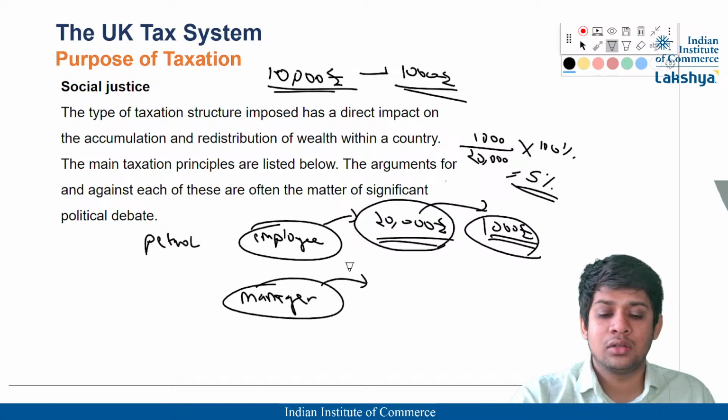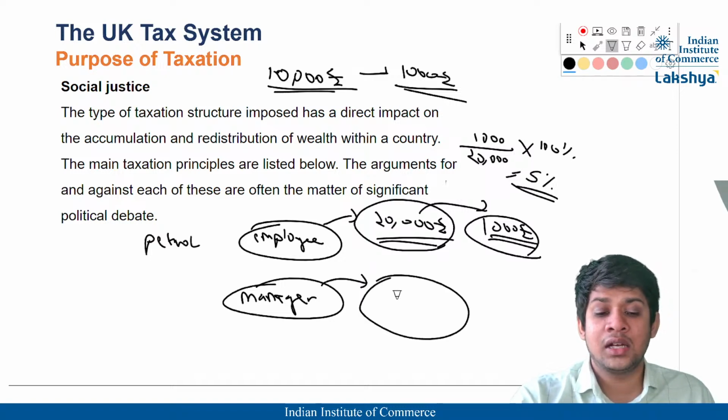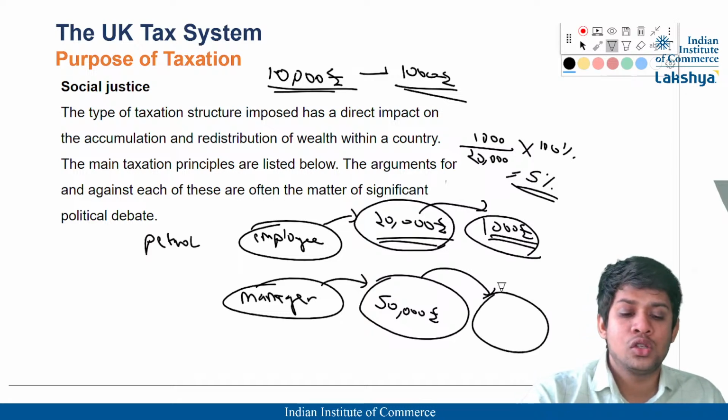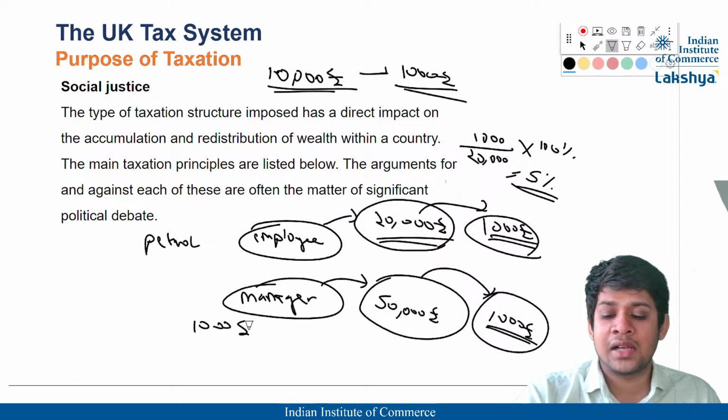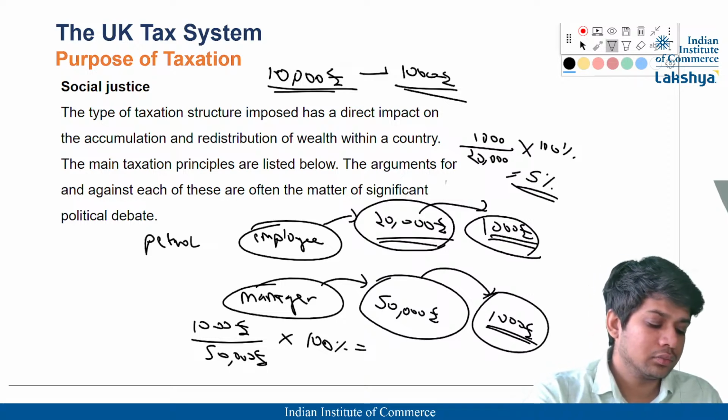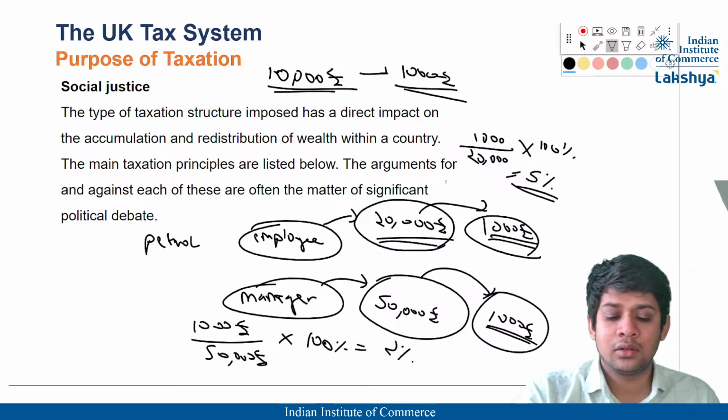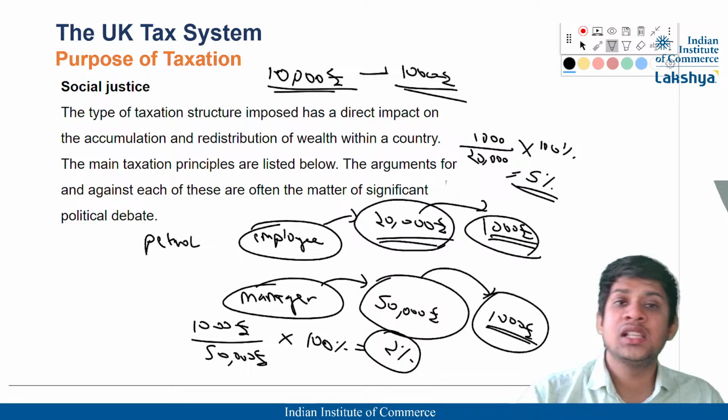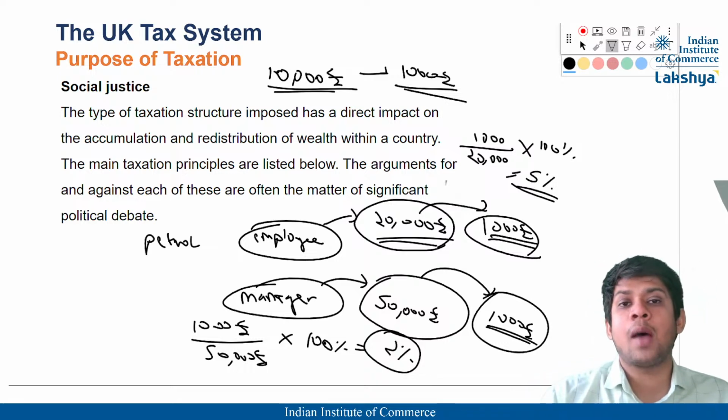But for a manager, his income would be higher than mine. Maybe his income is actually 50,000 pounds, right? And he is also purchasing private fuel of 10,000 pounds, so he is also paying 1,000 pounds worth of tax on it. So how much of his income is taxed for the private fuel? It will be 1,000 divided by 50,000 pounds into 100%. That will give him 2%.